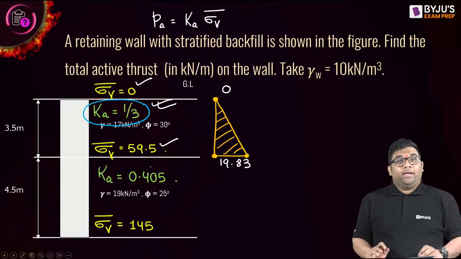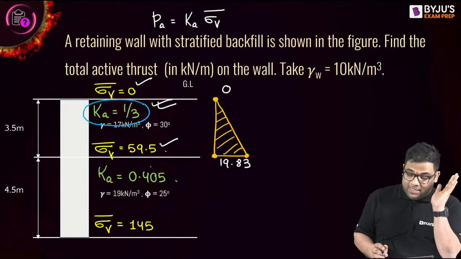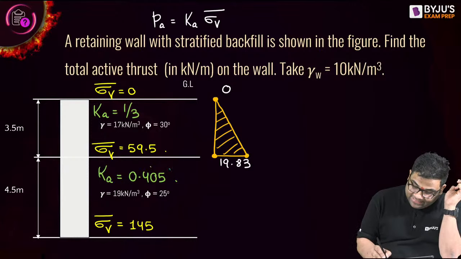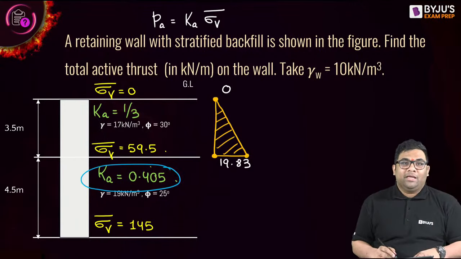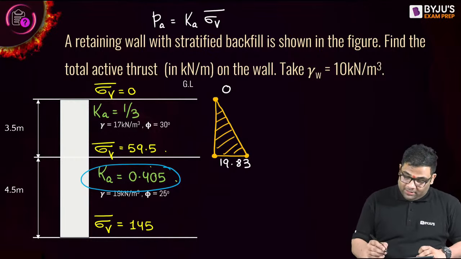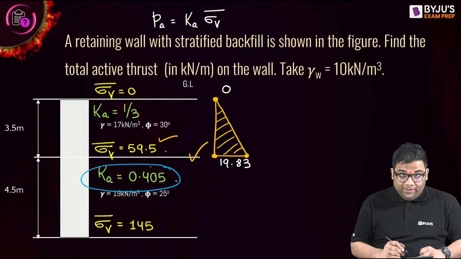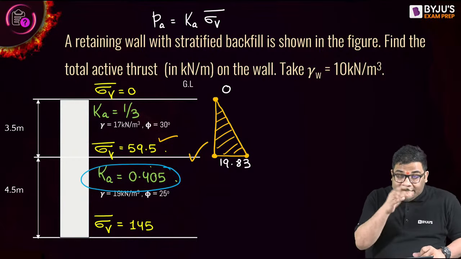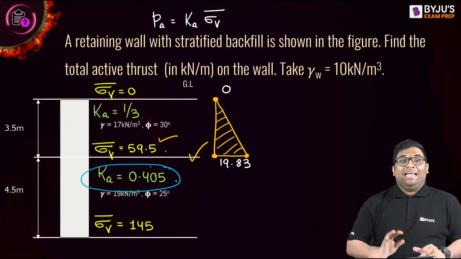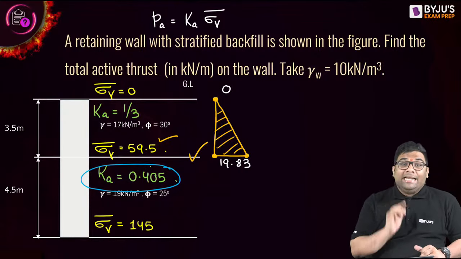Now see the bottom soil. When you see the bottom soil, don't see the top soil. For the bottom soil, you will use this KA. At this point, the vertical stress is 59.5, so the earth pressure will be 59.5 into 0.405. Why? Because I am seeing the second layer, so I will use the KA of the second layer.